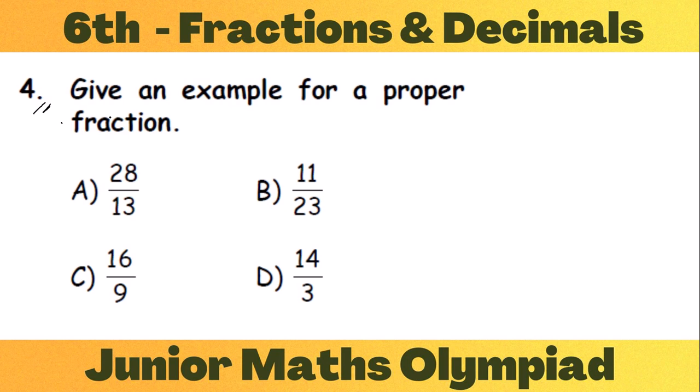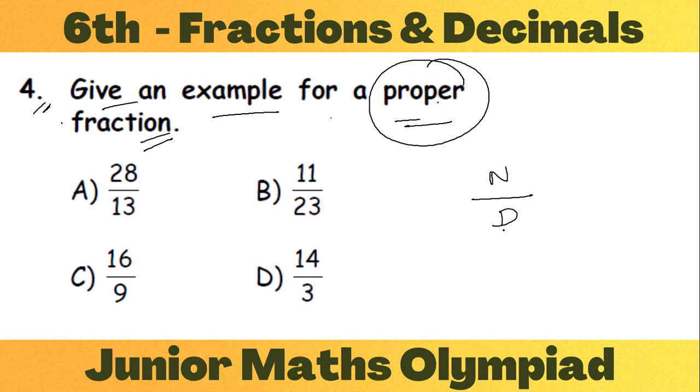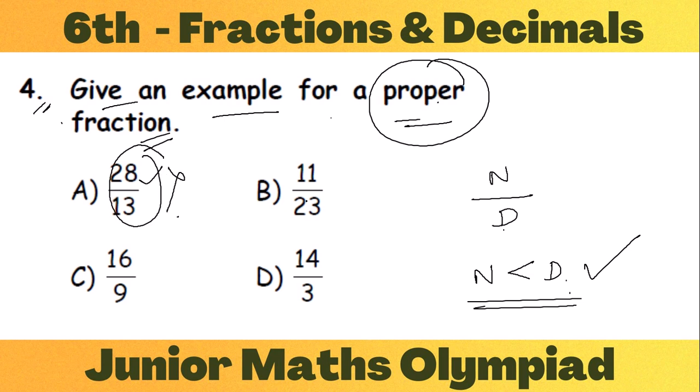Next children, fourth question. Give an example for a proper fraction. What is the meaning of proper fraction, children? If you have numerator and denominator in a fraction, if the numerator value is less than denominator, then it is called proper fraction. In option A, 28 is greater, so this is wrong. In option B, 11 is smaller than 23. This is an example of proper fraction. 16 by 9, greater, wrong. 14 by 3, greater, wrong. So option B is right.